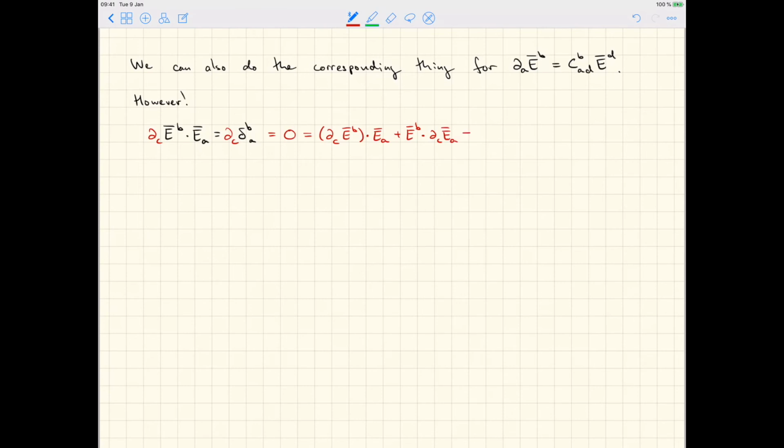The first of those terms, by definition of the coefficients C, is equal to e_a times C_cd^b multiplied by e^d, and the second we have seen is equal to the Christoffel symbol Γ_ca^b. Again, we use the fact that the inner product between a dual basis vector and a tangent basis vector is a Kronecker delta to rewrite this as C_ca^b plus Γ_ca^b. And since this should be equal to 0, it directly implies that C_ca^b must be equal to minus the Christoffel symbol Γ_ca^b. Or in other words, the partial derivative in the a direction of the dual basis vector e^b is equal to minus Γ_ac^b multiplied by the dual basis vector e^c.